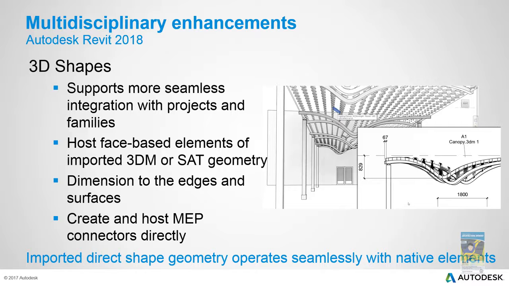If you are working with 3D shapes such as 3DM files or SAT files, they now come into Revit and behave much better. You can actually use them for host objects to place other types of families and things. When you dimension, it sees the edges of them, not just the point references.